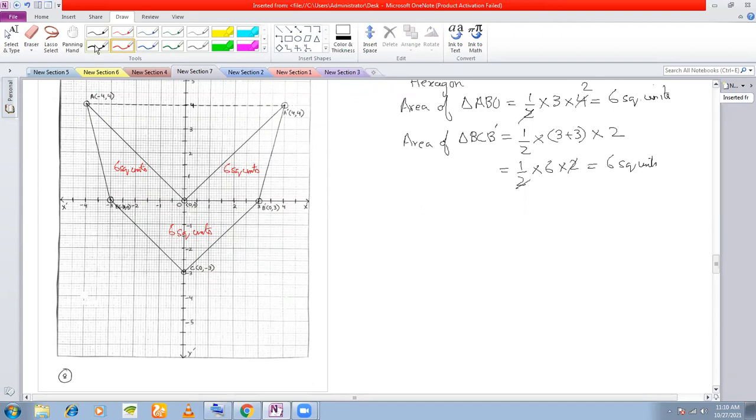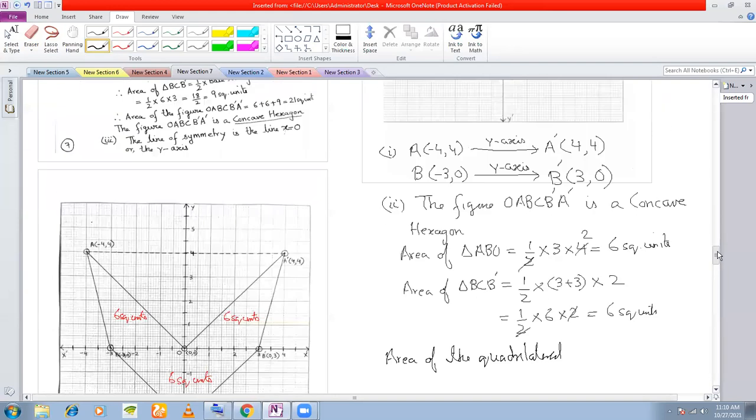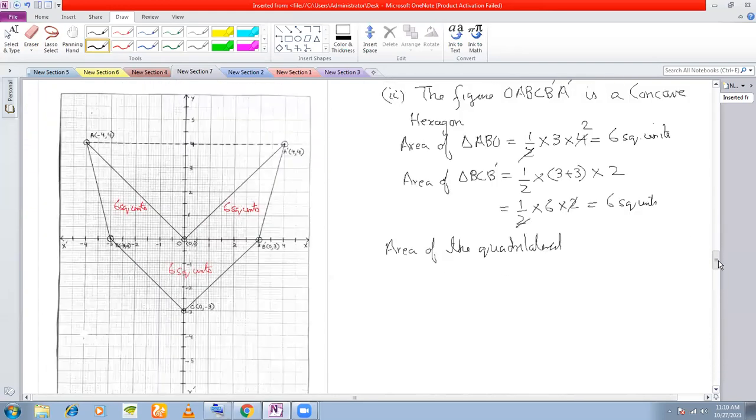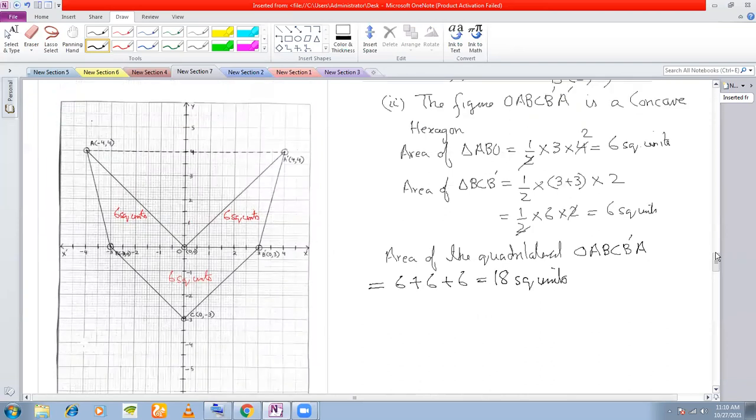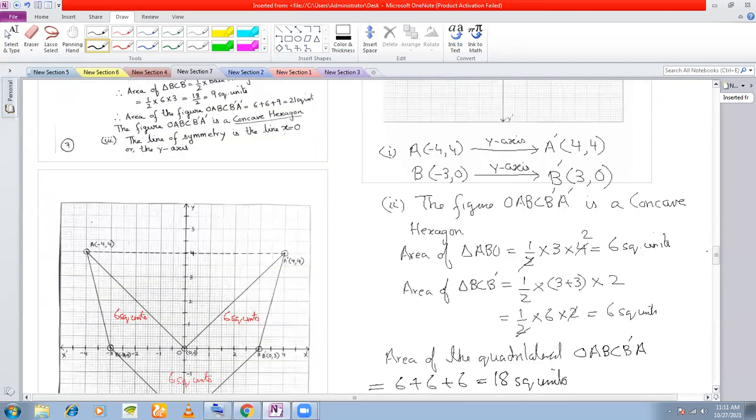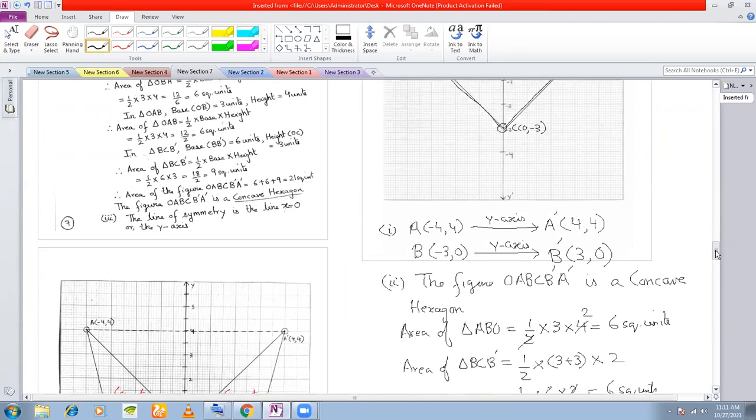So therefore, what should be the total area? Area of the quadrilateral. And what is the quadrilateral? OABCB'A' is equal to 6 square units plus 6 square units plus 6 square units, which is equal to 18 square units. Fine. Any question here? No question? Okay. We will now proceed to answer the third question.